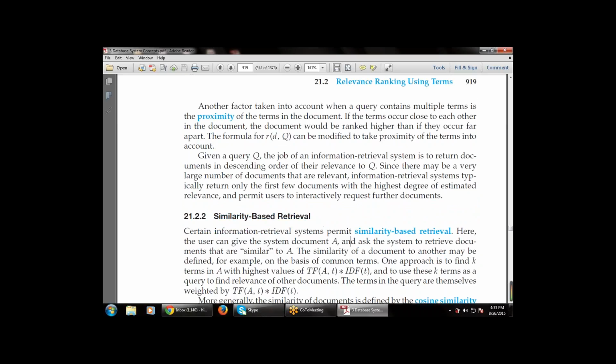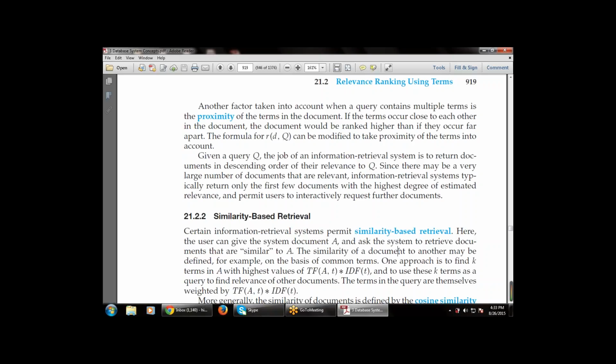Certain information retrieval systems permit similarity based retrieval, where similar information is retrieved from the database systems. Here the user can give the system a document A and ask the system to retrieve documents that are similar to A. The similarity of a document to another may be defined, for example, on the basis of the common terms.